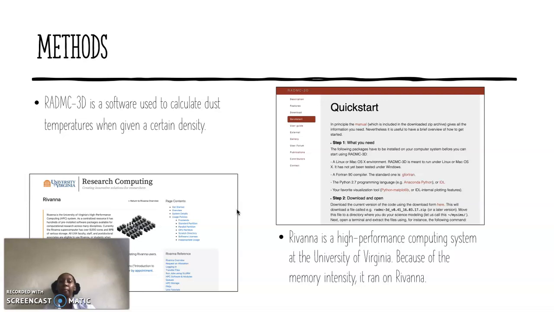Because processing the data is memory intensive, a supercomputer is required, Rivanna. Rivanna is the University of Virginia's high-performance computing system, and it uses a queuing system called Slurm to manage submitted jobs. A good portion of my internship was spent learning how to use these necessary tools.